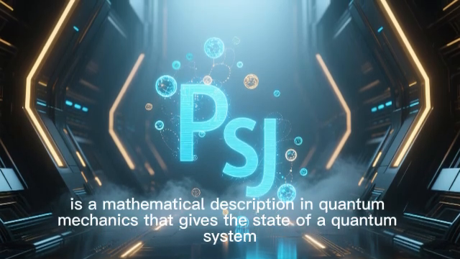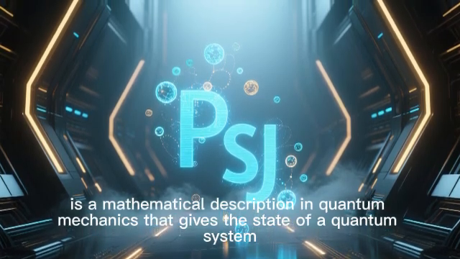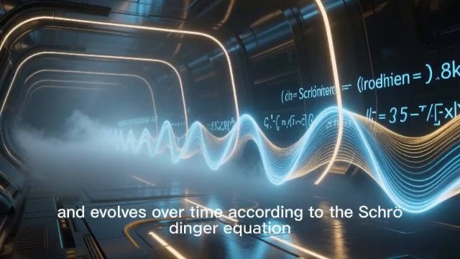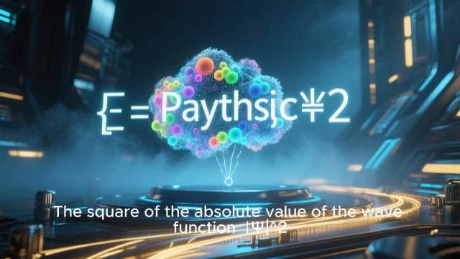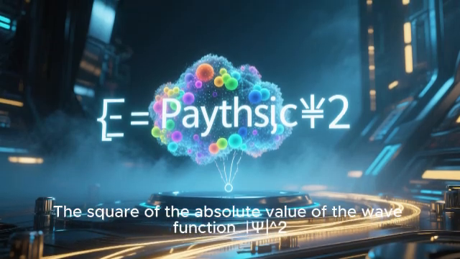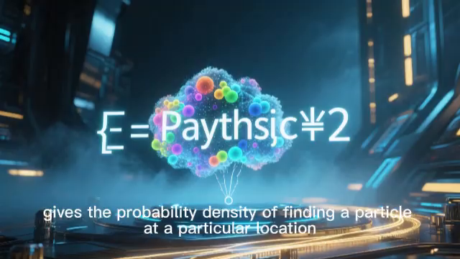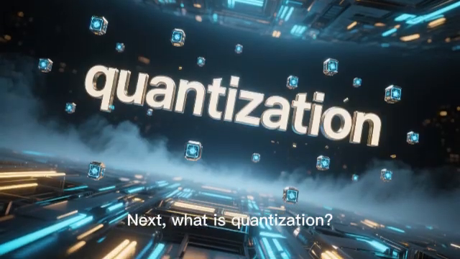Psi is a mathematical description in quantum mechanics that gives the state of a quantum system. It contains all the information about the system and evolves over time according to the Schrödinger equation. The square of the absolute value of the wave function, |ψ|², gives the probability density of finding a particle at a particular location.